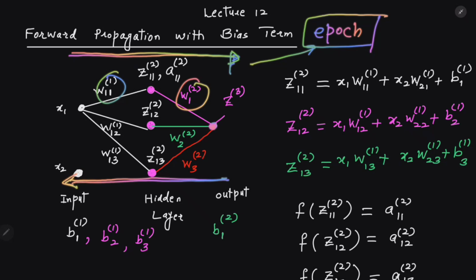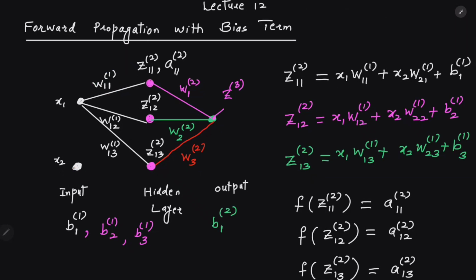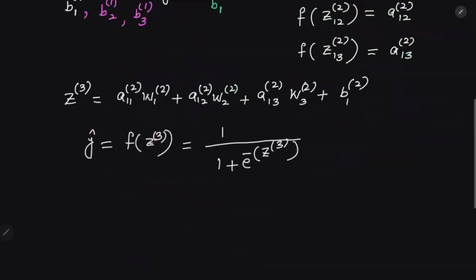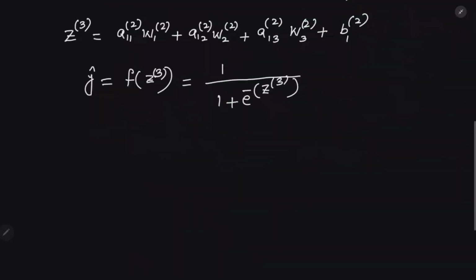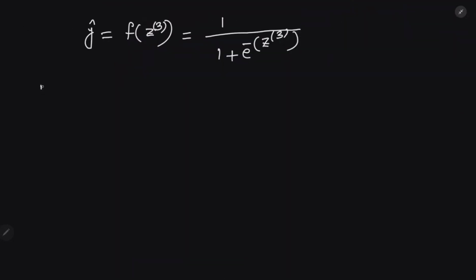And many epochs are required for good or maybe optimized weights. So how do we do that? Let me finish this lecture with back propagation as well. For back propagation, we need to use derivatives.